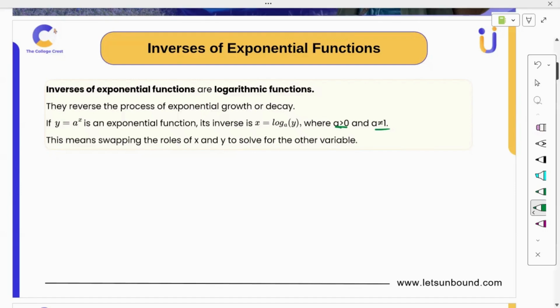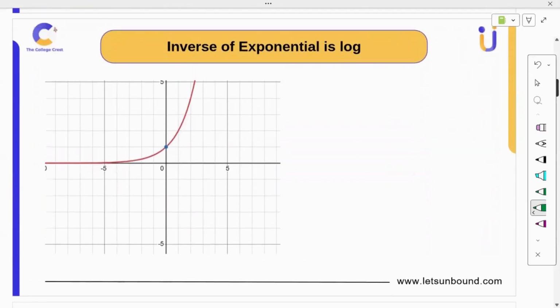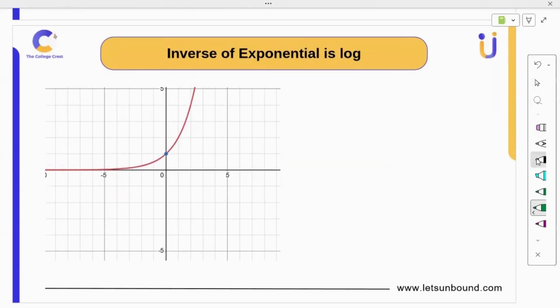Okay, so this means swapping the roles of x and y. Inverse means if your original function has (x, y), your inverse function will have (y, x). That's it. If you do it at every point, you will get the inverse function. Now, the inverse of exponential is log. Let's do it graphically. Inverse is a reflection along the y = x line.